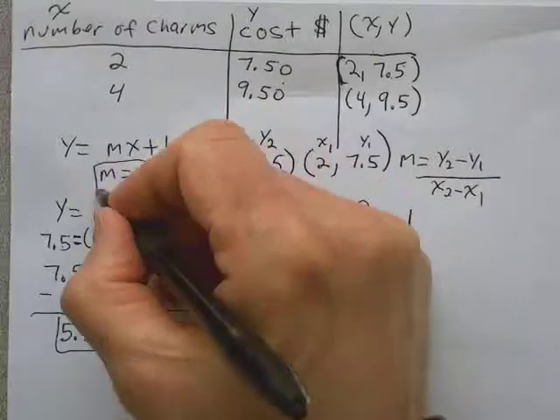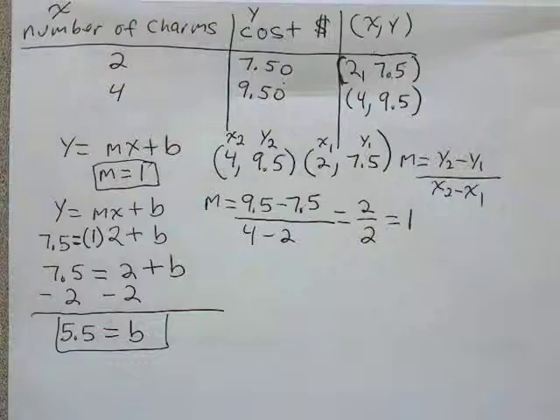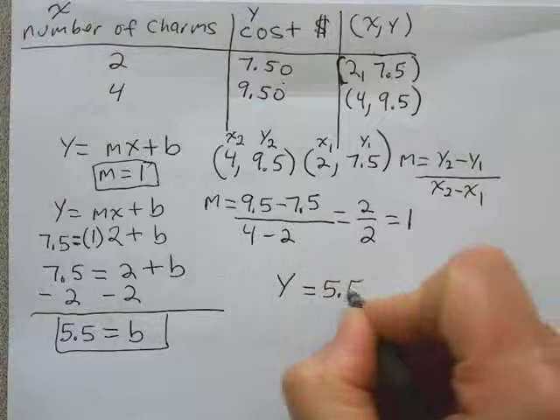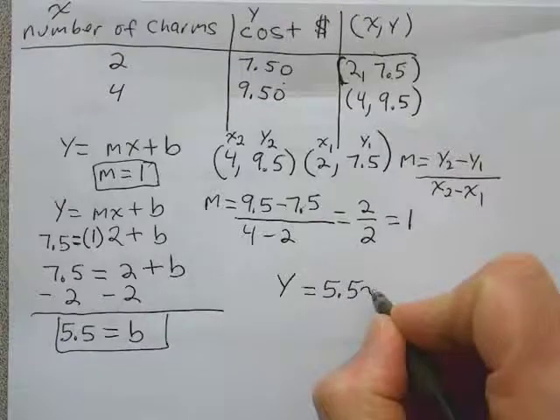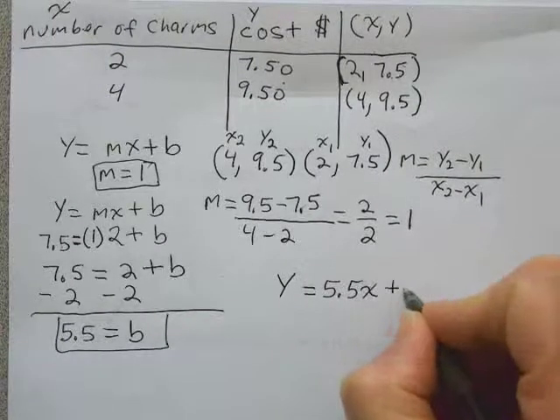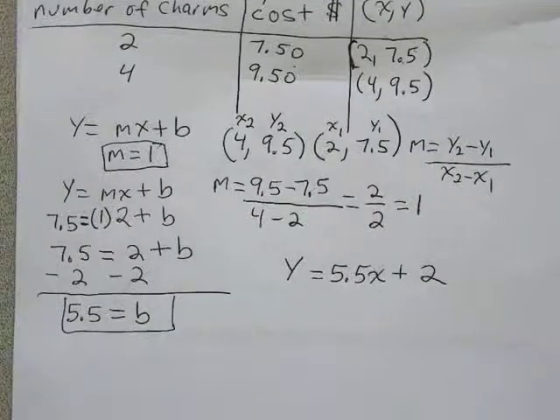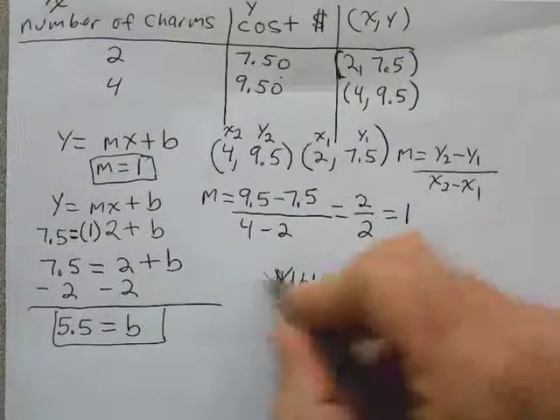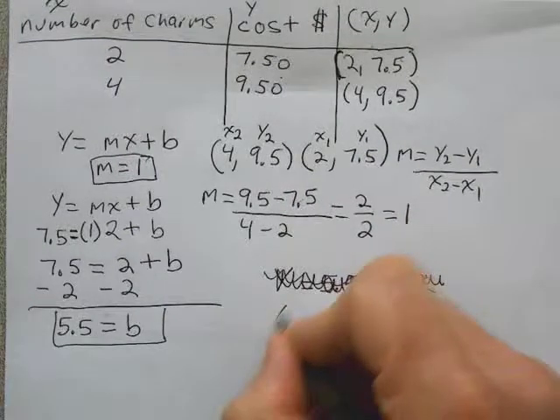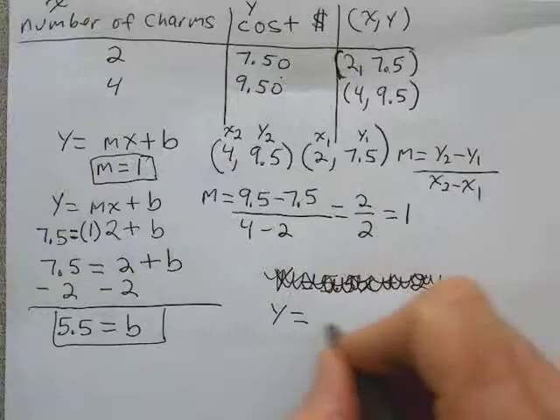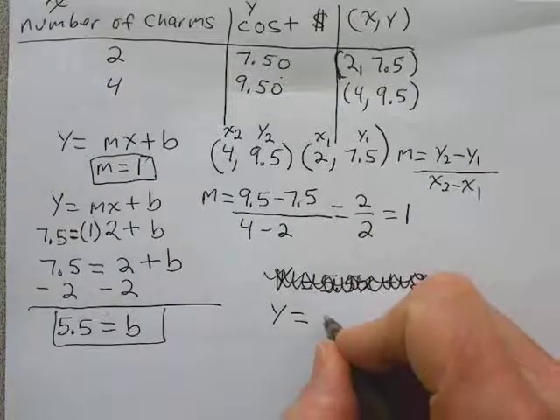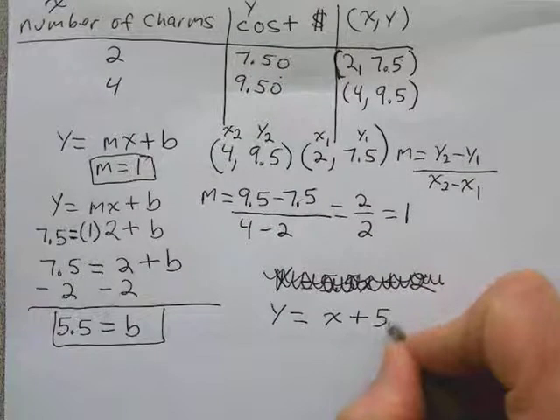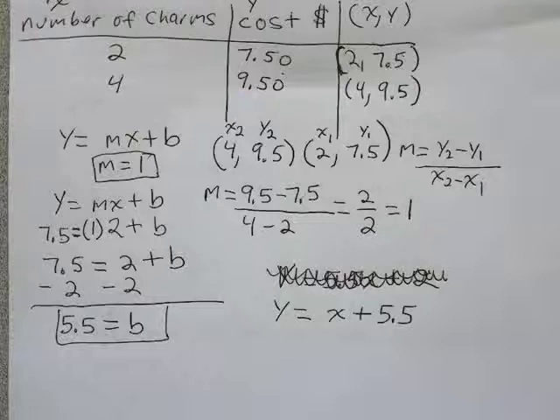I've got m. So what would my equation be? The function here would be y equals 5.5x plus 2. Oh, I'm sorry, I completely wrote that backwards. Let me try that again. y would equal, my mistake, I'm so sorry, x plus 5.5. And there is your function rule.